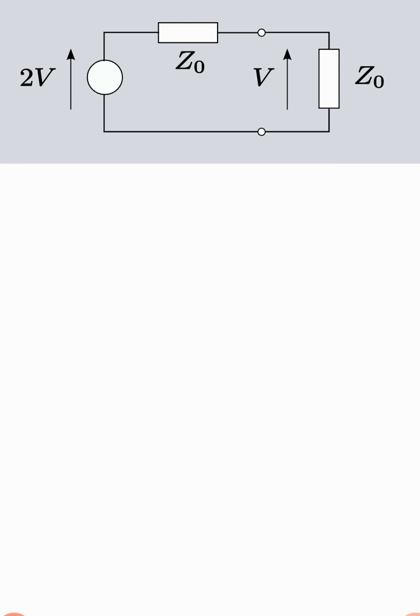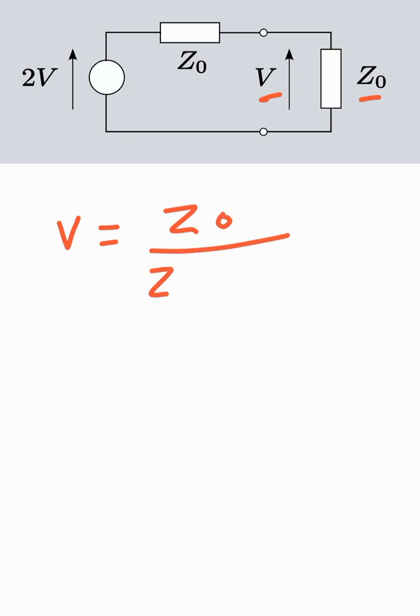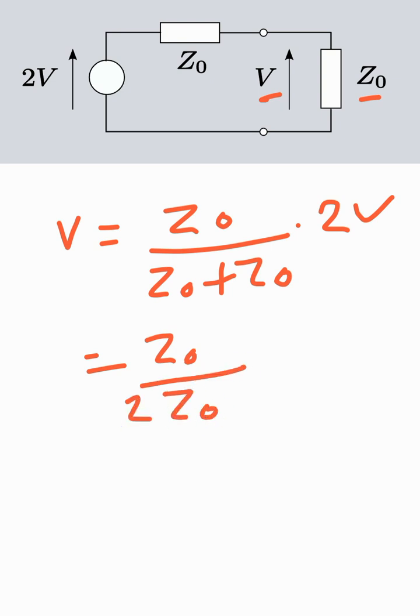So we can also apply a voltage division rule if we want to know the voltage across this resistor Z0 or impedance, because this is Z, so we'll call it impedance instead of resistance. So we can say that this V right here can be equated to Z0 divided by Z0 plus Z0 multiplied by 2 volt. So it would be Z0 divided by 2Z0 multiplied by 2 volt. So Z0 and Z0 get cancelled, and it would be 2 volt divided by 2, that is equal to 1 volt.